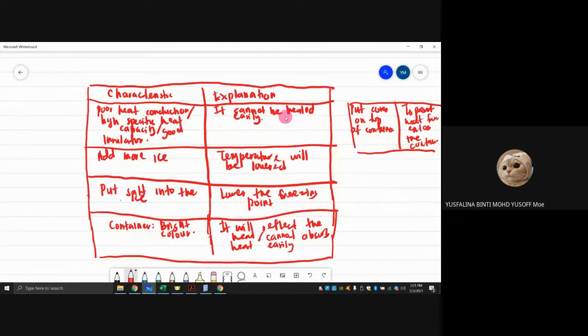Don't put the name of the type of material, just put the characteristic, why you choose that one. And bright color, don't need to mention white color or light blue color, just put bright color. Just put a general one, right? So this one you get 10 marks: 1, 2, 3, 4, 5, 6, 7, 8, 9, 10.